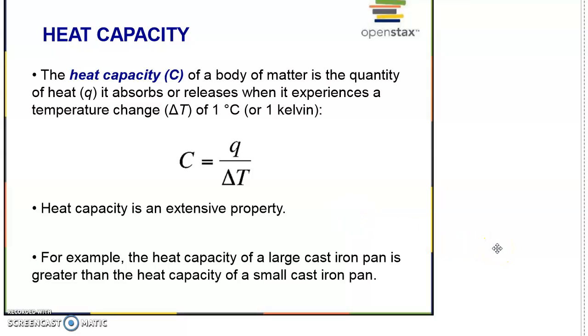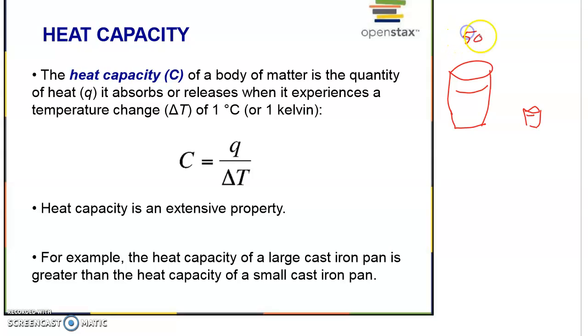What does that mean? If I have two objects, let's say a big glass of water and a small glass of water, and let's say I want to increase the temperature by 1 degree, from 50 to 51 degrees in both. Which one will absorb more heat in order to raise 1 degree? Of course, the big one.